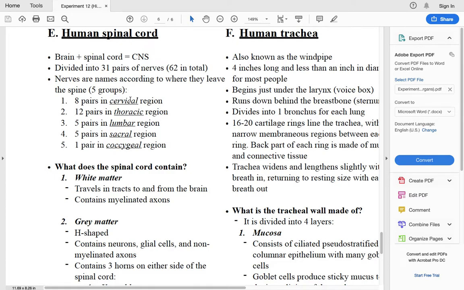So 8 pairs are in the cervical region, 12 pairs are in the thoracic region, 5 pairs in the lumbar region, 5 pairs in the sacral region, and 1 pair in the coccygeal region, which is the tailbone or the coccyx.